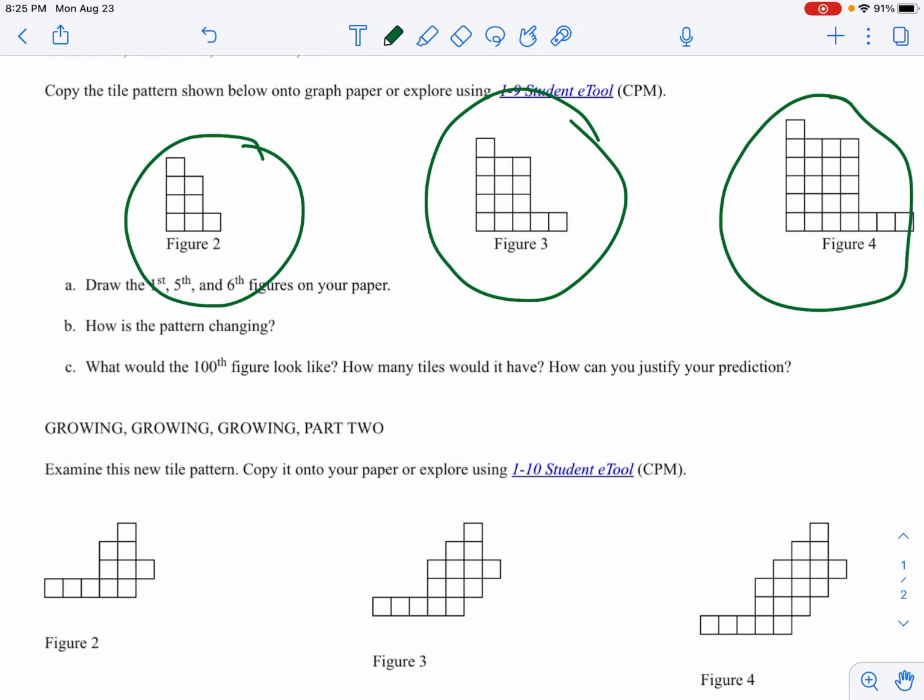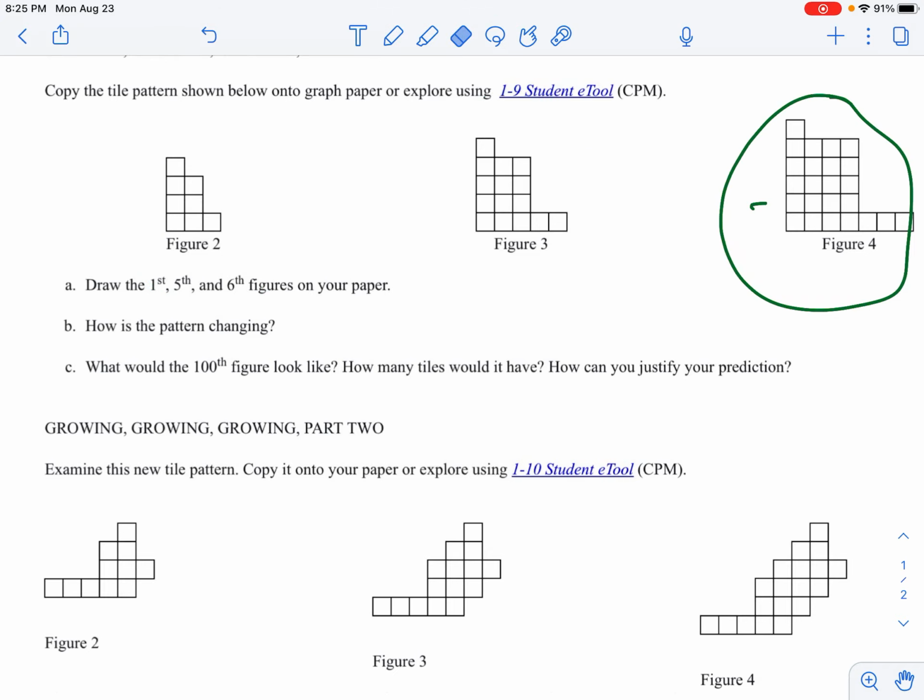These are tile patterns. We're going to see a lot of tile patterns this year, and this is what the tile pattern looks like in figure 2, figure 3, figure 4. Now, once you've looked at that, your job is to see how does it grow from one figure to the next, and then see if you can answer some of these questions.